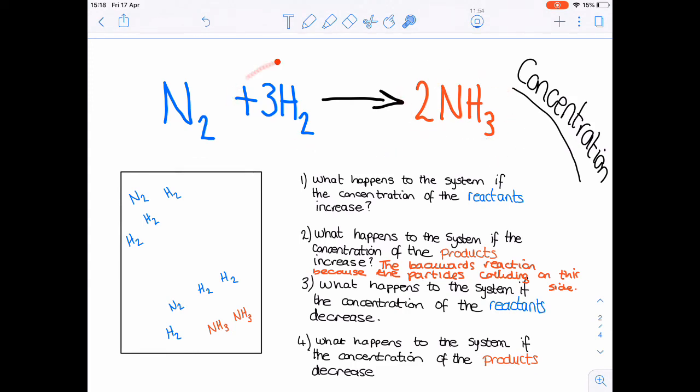It's a temporary change. That's what needs to be really, really clear. It's not a forever change. Equilibrium will be reached again.